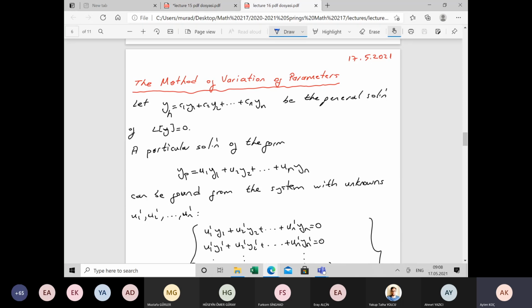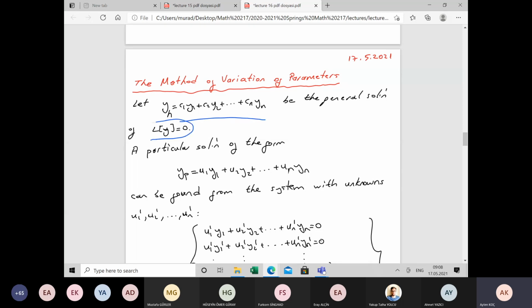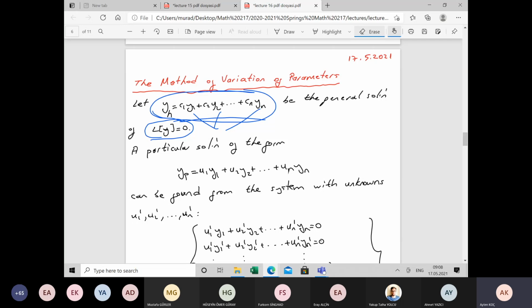So for example, let y sub h be the general solution of the homogeneous differential equation. If our differential equation is of order n, the general solution of the homogeneous differential equation contains n fundamental solutions, y sub 1, y sub 2, up to y sub n. Fundamental means the Wronskian determinant should be non-zero.